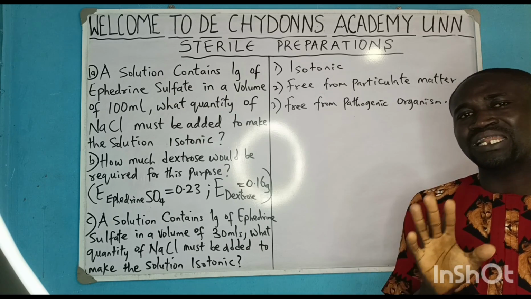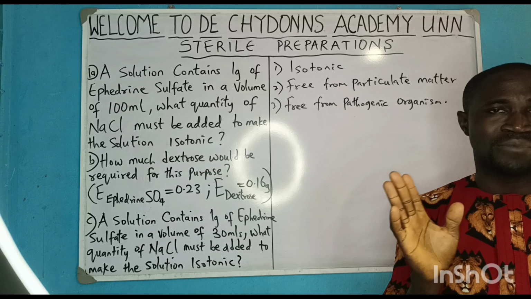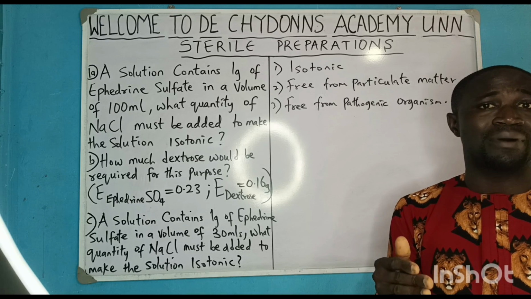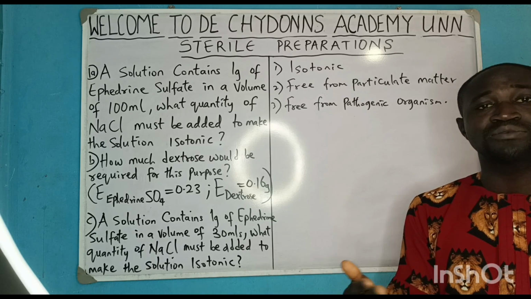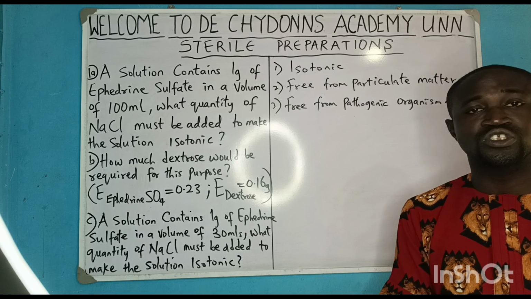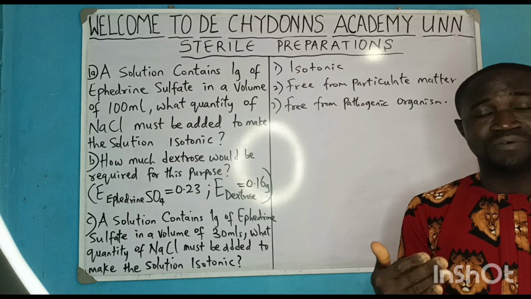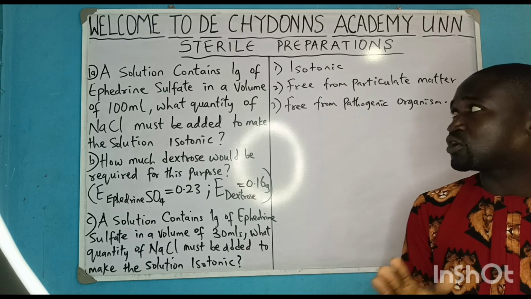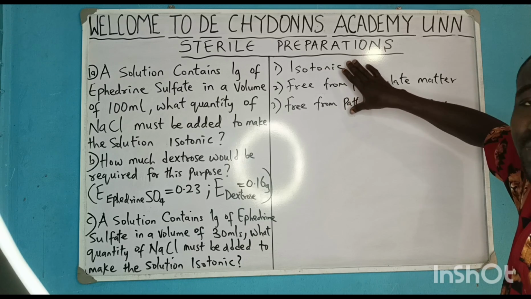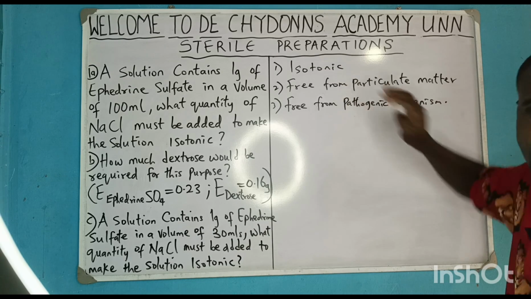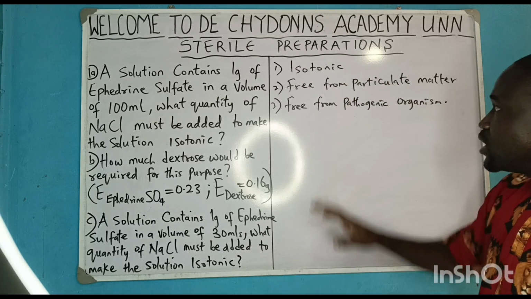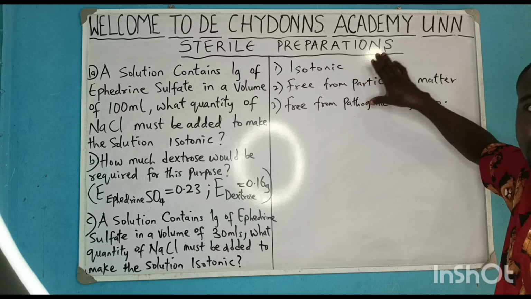If you want examples of non-sterile pharmaceutical preparations, you can talk about tablets, capsules, syrups, suspensions. These pharmaceutical preparations just mentioned do not meet these three conditions.